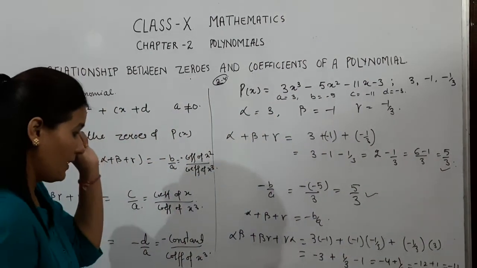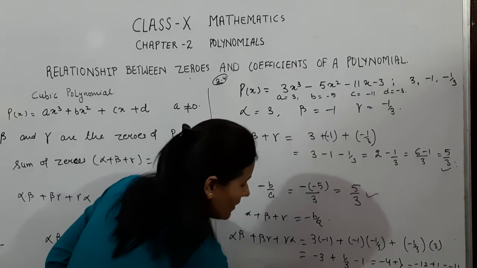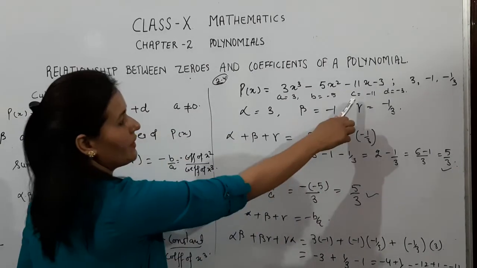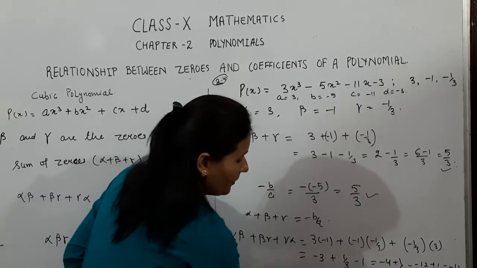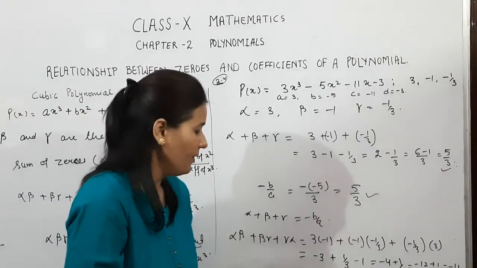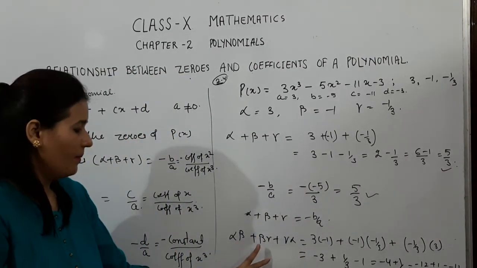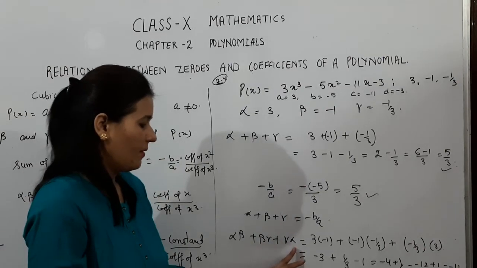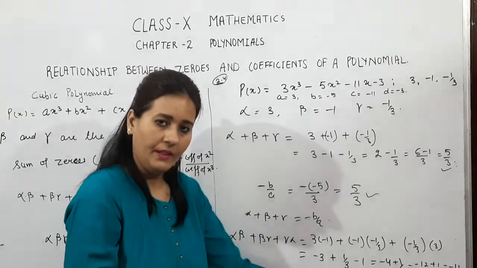So what is c upon a? Just check. This is minus 11 upon 3 only. So here we have verified the second relation: alpha beta plus beta gamma plus gamma alpha is equal to c upon a.